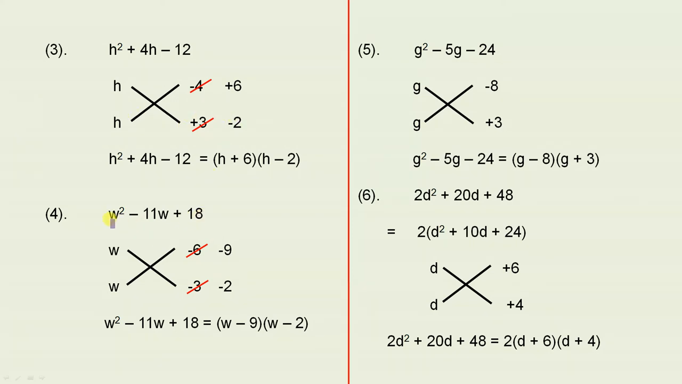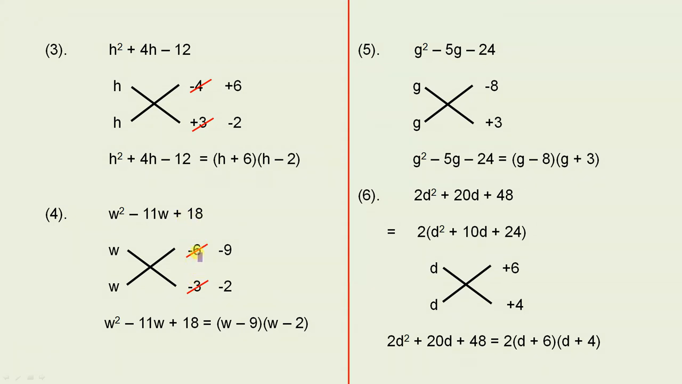In a similar manner, we have this trinomial here. We put down w and w. The factors of 18. Now this is plus 18. Because that's a negative sign, that means those two factors must both be negative, because you have to end up with a positive. So, let's have a look. Minus 6 times minus 3 gives us plus 18. So that factorisation is right.